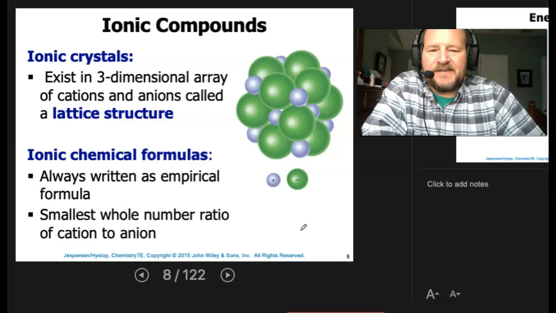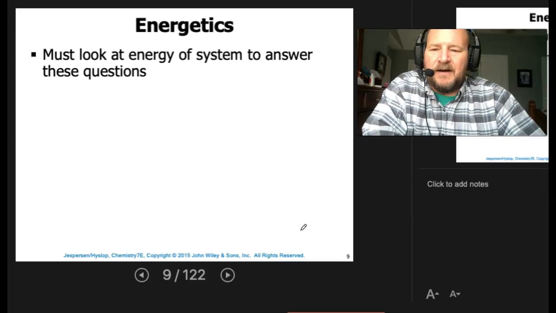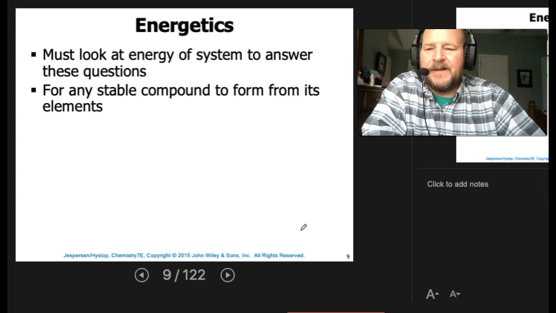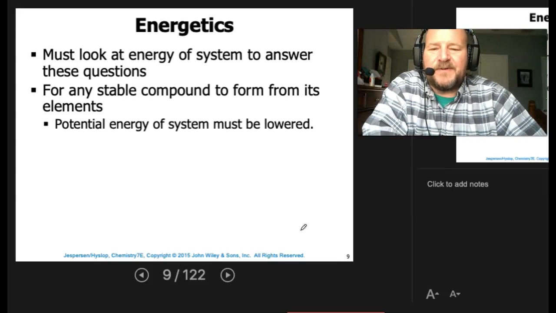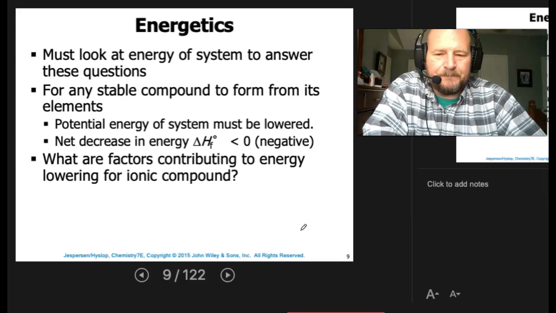And now to figure out this lattice structure, let's take a look at energetics and how we're going to figure this out. What we have to look at is the energy of the system in order to answer those questions. Why not 2 electrons? Why only 1 electron? Why not an opposite charge? For any stable compound to form from its elements, the potential energy of the system has to be lower. So in other words, right, there has to be a net decrease in delta H of formation. It has to be less than 0. Remember that negative shows us heat is coming out of the system.